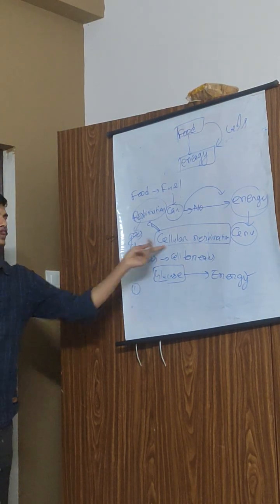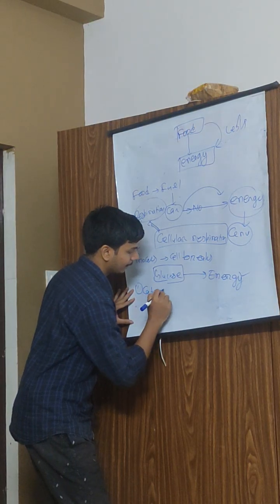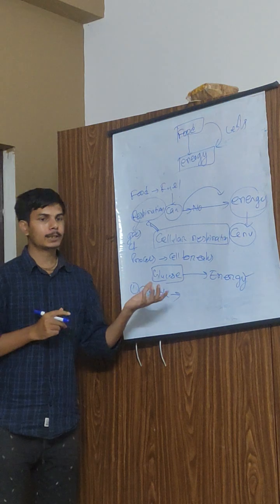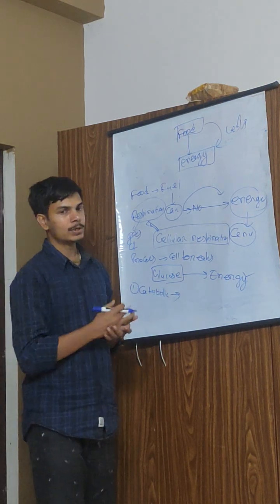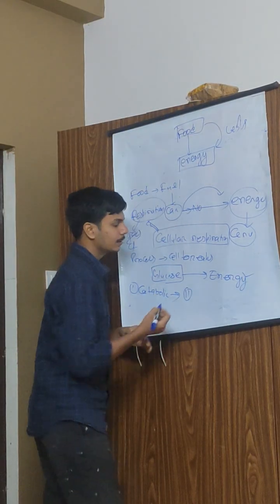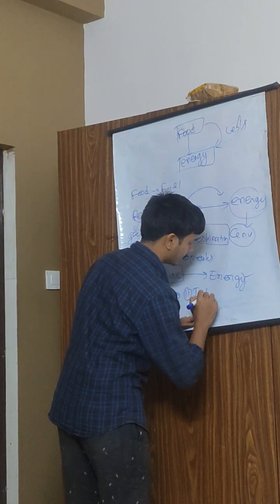So this cellular respiration is also called a catabolic process. Catabolic process means something large, a molecule, is breaking down into smaller ones. Here, glucose is breaking down into smaller ones, so it is called a catabolic process. Secondly, we call this an intracellular process.